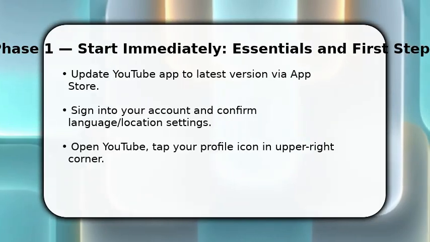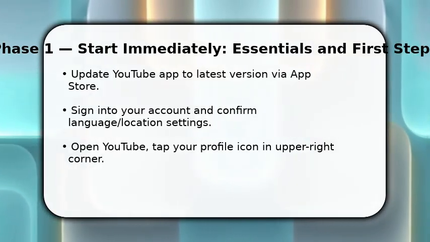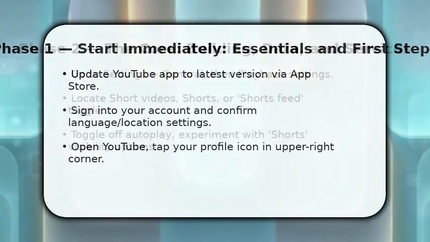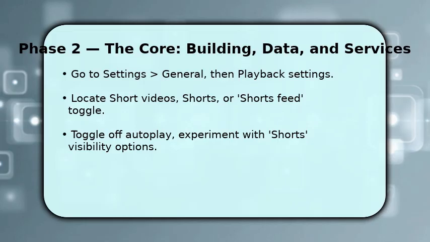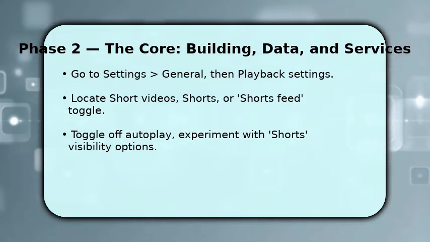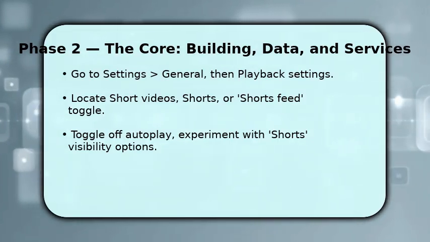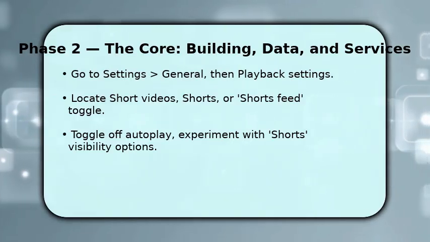present on older releases. From your profile, open Settings and choose General, then tap Playback to reach Content Controls. This is where Shorts-related toggles live. Look for labels like Short Videos, Shorts Feed, or Shorts and turn them off. Different app versions name it differently.